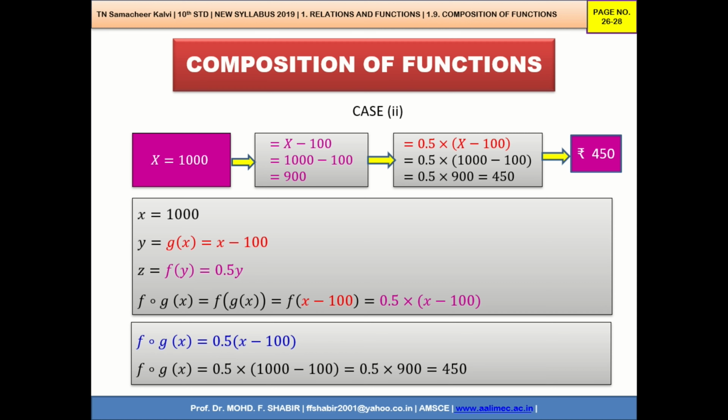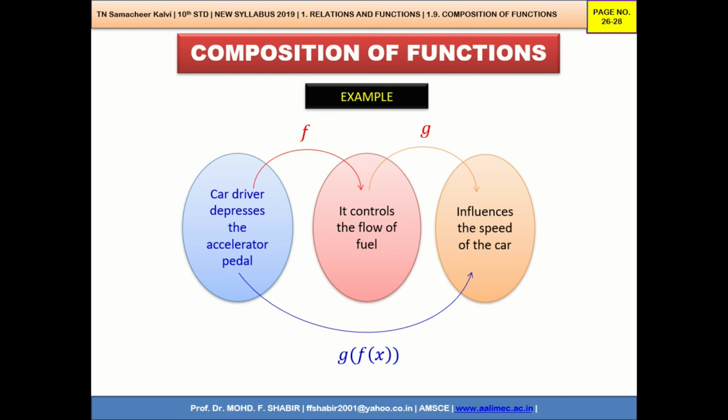Now we have put together two functions g and f. In that case the amount to be paid is 450. Now I will show you some more examples. Here in set A, a car driver depresses the accelerator pedal. It controls the flow of fuel. So there is a function between the car driver depressing the accelerator pedal and the fuel flow. Because the fuel flow is changing, it will influence the speed of the car. Therefore between set B and set C there is a function g. Overall, there is a function between set A and set C. It is g of f of x. Here we apply function f first, then function g.